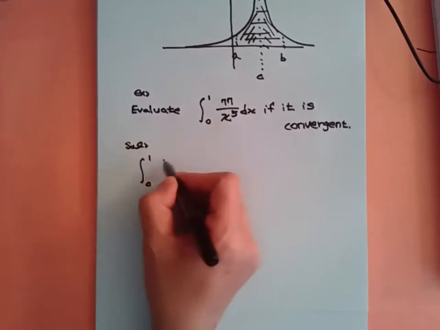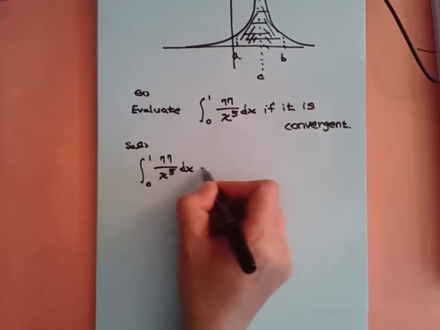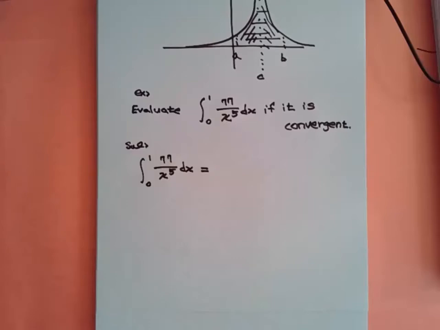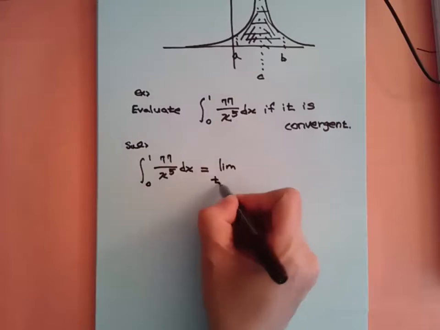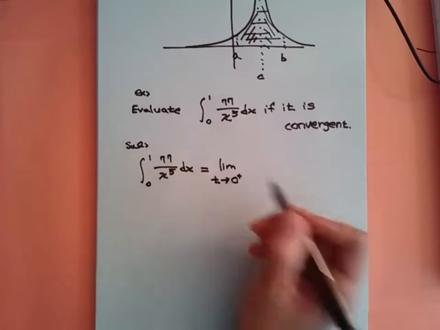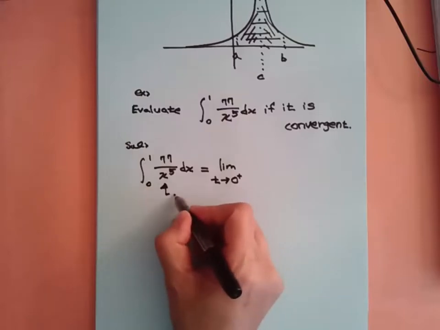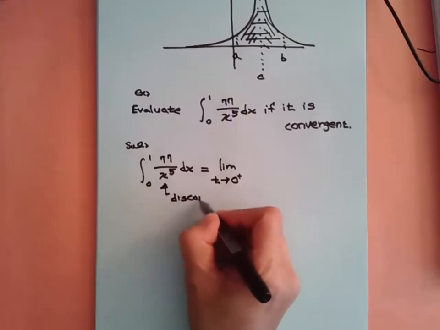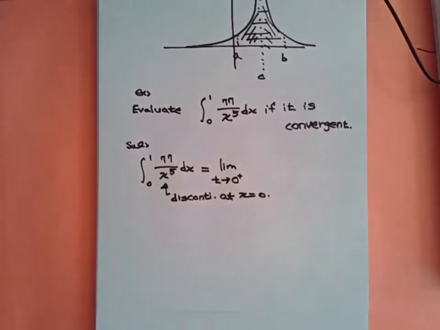Integration from 0 to 1 of 77 over x to the 5th power dx. So t goes to 0 plus, because this is discontinuous at x equals 0, because the denominator is 0, then the function is undefined. The fraction is undefined.